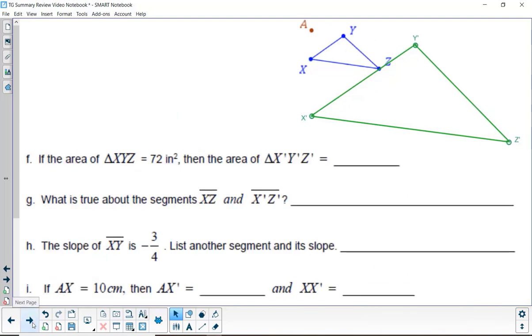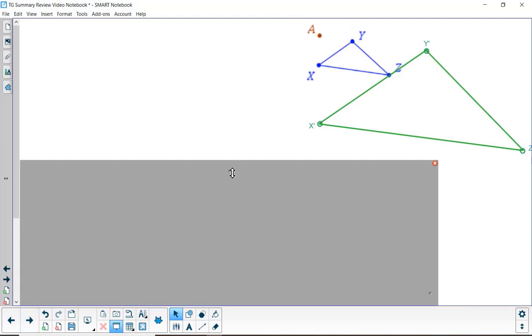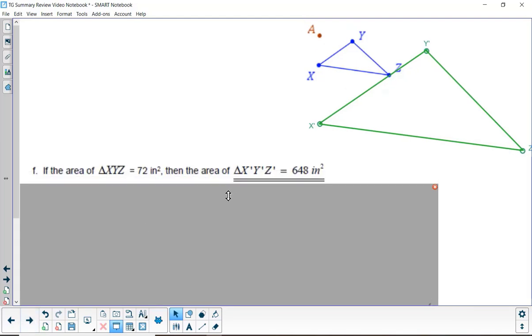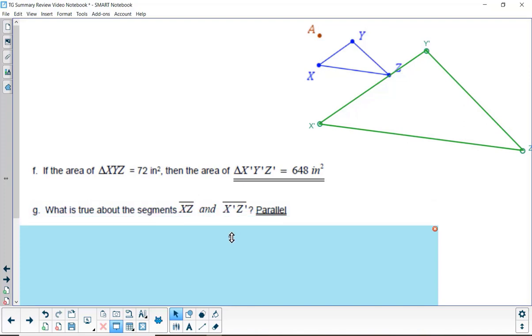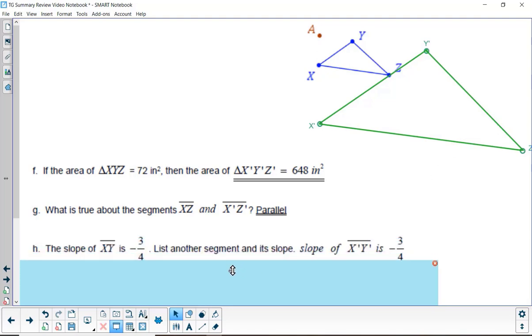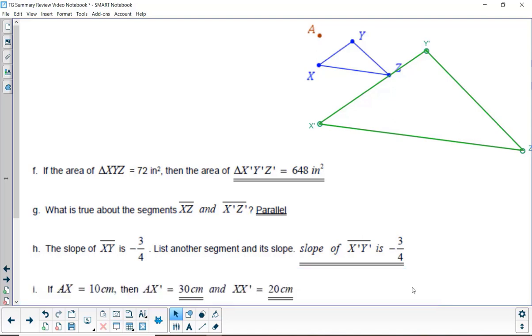Letters F through I. So if the area of the pre-image is 72, the area of the image should be 9 times that. So 9 times that would be 648 square inches. It says what is true about the segments XZ and X prime Z prime. They are parallel. If the slope of XY is negative 3/4, another segment should be its corresponding one, and that's segment X prime Y prime, which also has a slope of negative 3/4.